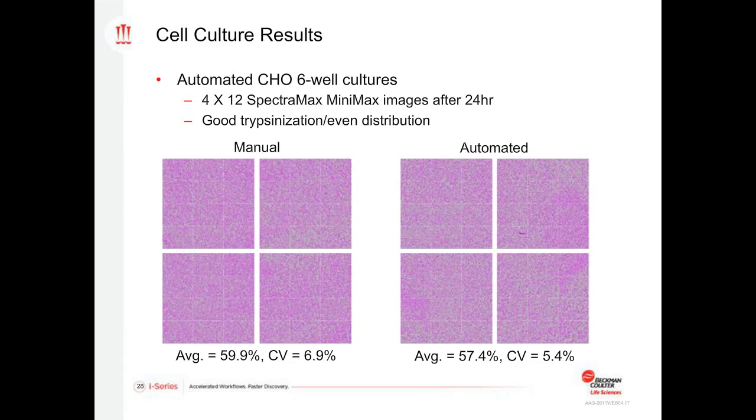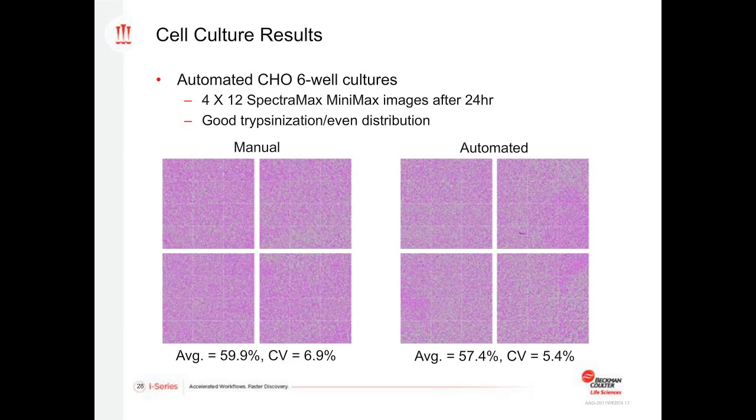Shown below is basically taking 4 regions of interest and taking 12 images for each region using the SpectraMax MiniMax imaging cytometer 24 hours after plating. And what you can see is that there's no clumps of cells, no clusters, so it looks like we had a really effective trypsinization and mixing, and also it looks very evenly distributed across the 4 regions.